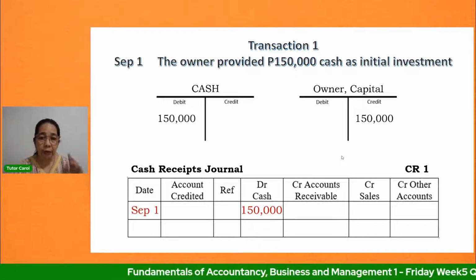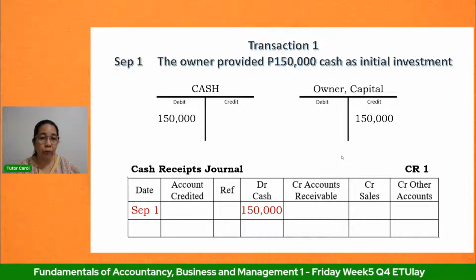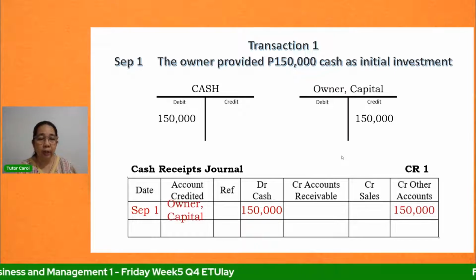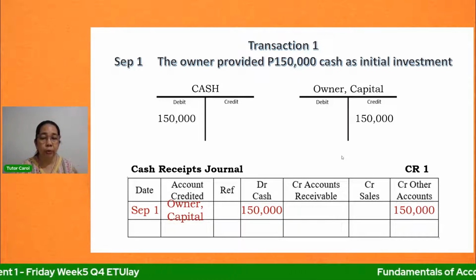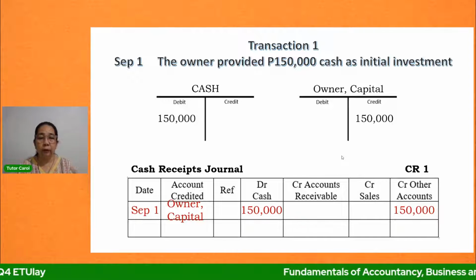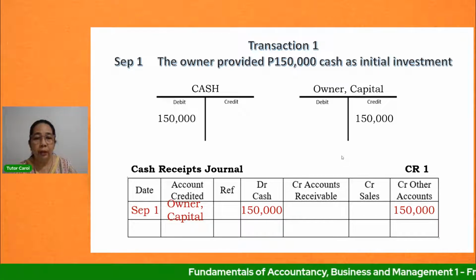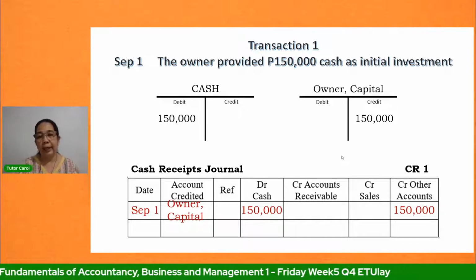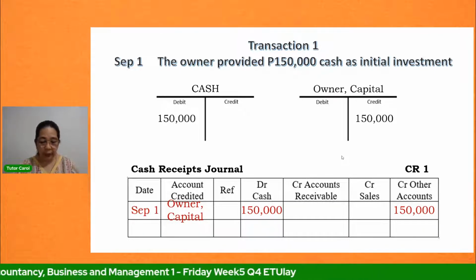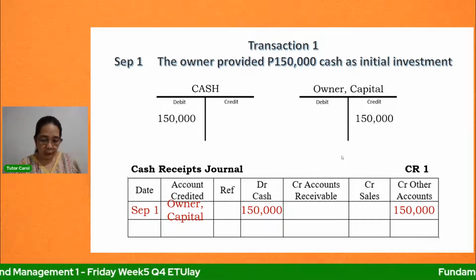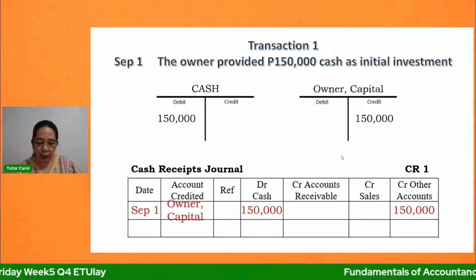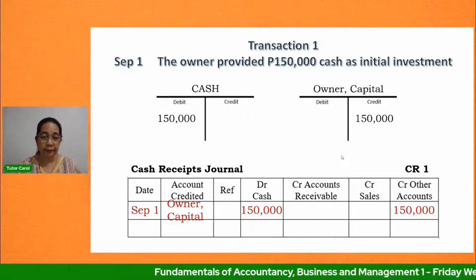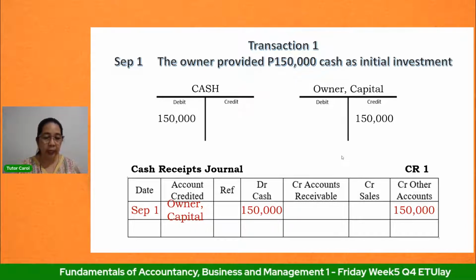Okay? And then, ano pa ang affected? Accounts receivable ba yan? No. Sales ba yan? No. So, anong gagamitin natin dyan? Doon tayo sa other accounts. So, what is the account credited? Owner capital, 150,000 pesos. Okay? So, reference, wala munang laman yan. Mamaya natin yan lalagyan. Okay? So, cash receipt journal used in journalizing all cash received by the business, including cash sales. Okay, let's move now to the next slide.